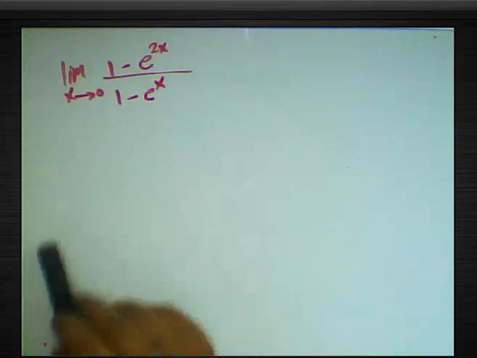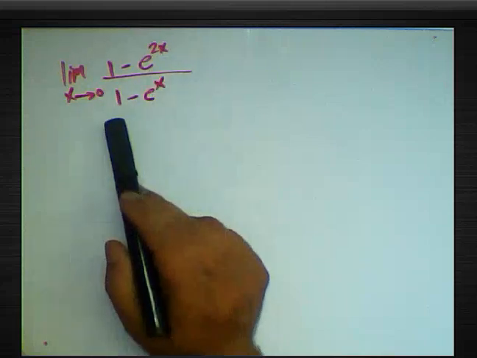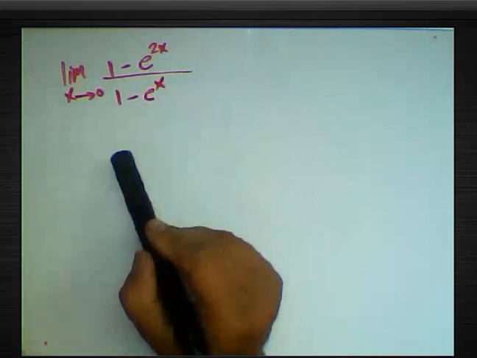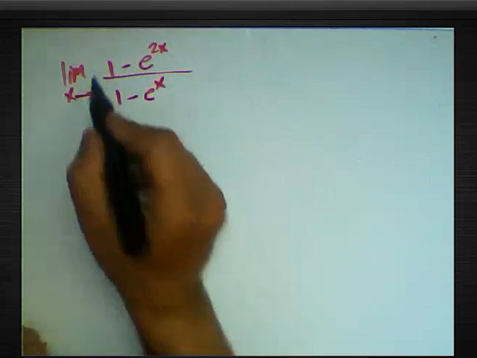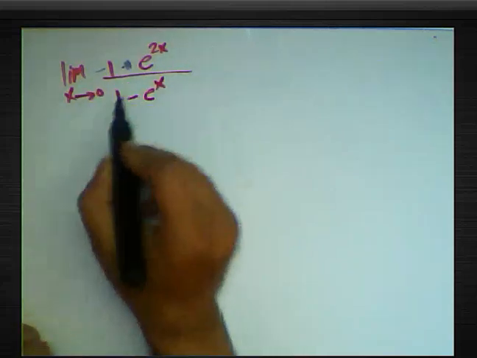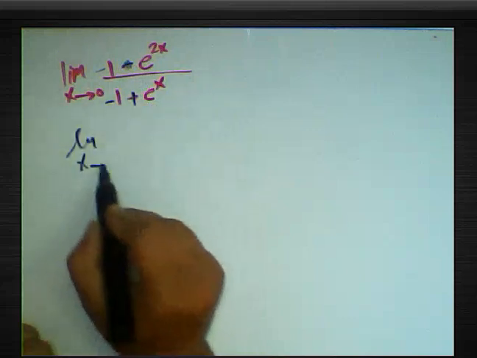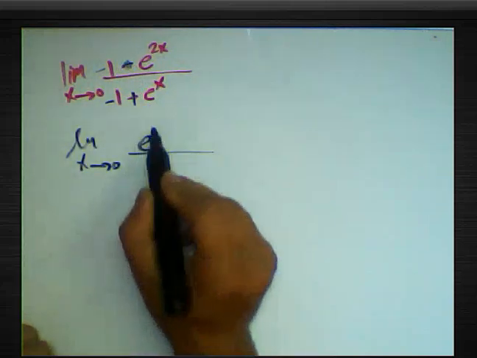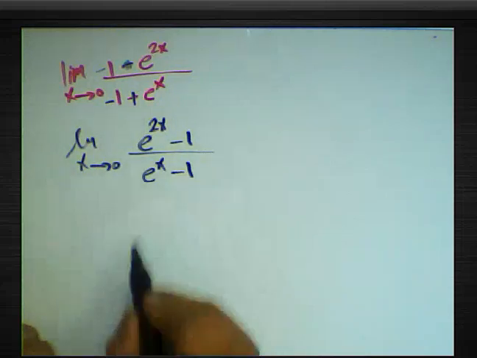Look at this example with me. The limit as x approaches 0 of (1 minus e^(2x)) over (1 minus e^x). We must replace them by multiplying the numerator and denominator by negative 1. The limit as x approaches 0 is (e^(2x) minus 1) over (e^x minus 1).